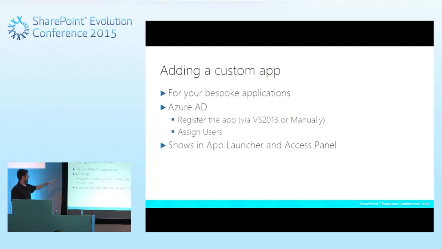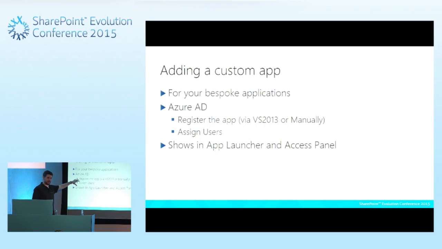So the steps you go through is you register that application like we did any of the others with Azure AD, and then it will show in the app launcher. Again, the steps are not hugely different. The thing with the custom application, there's two methods.